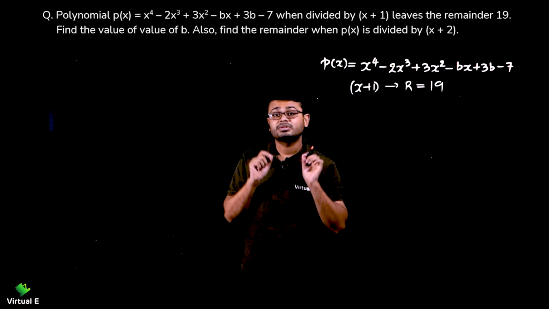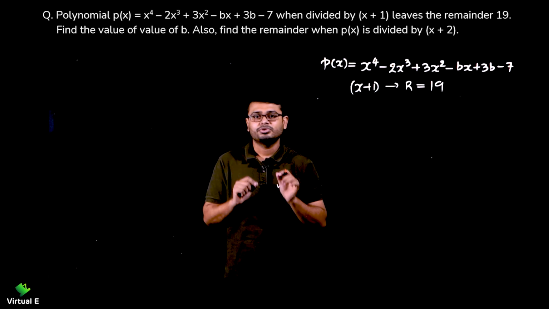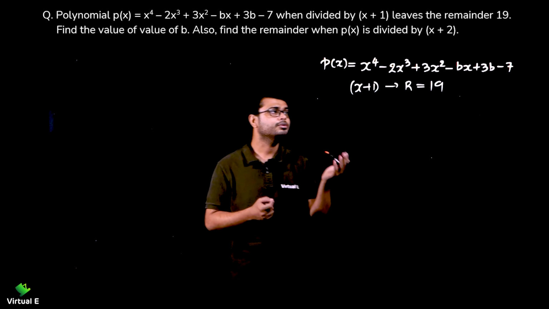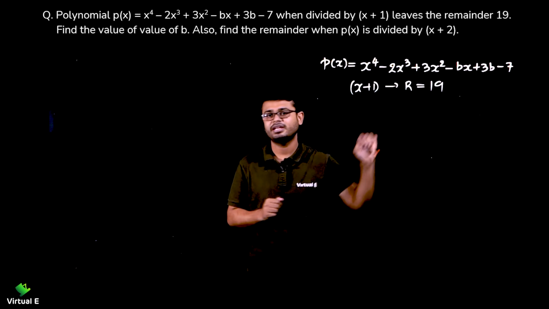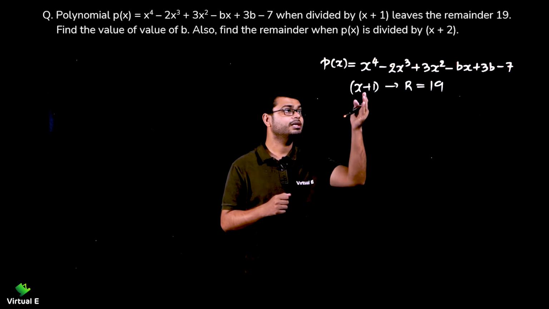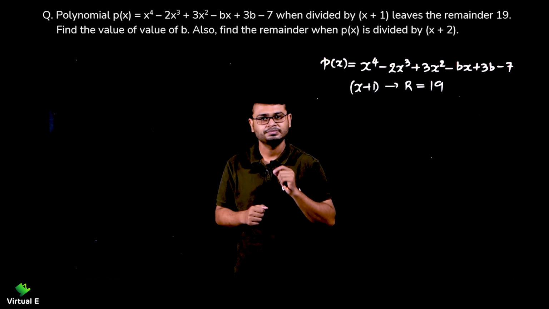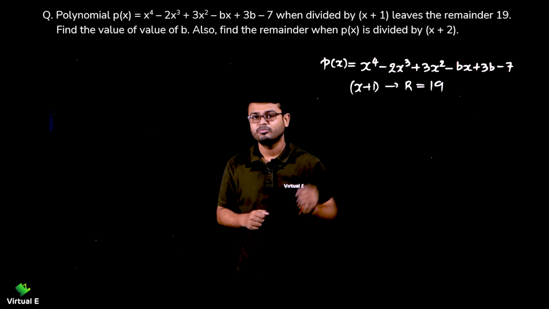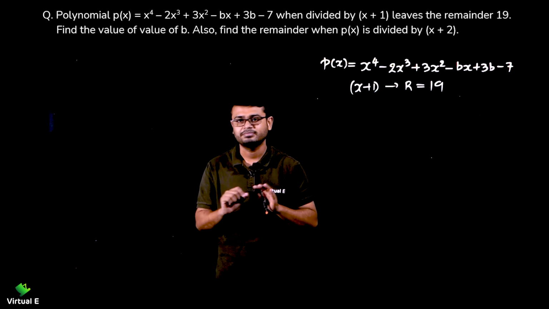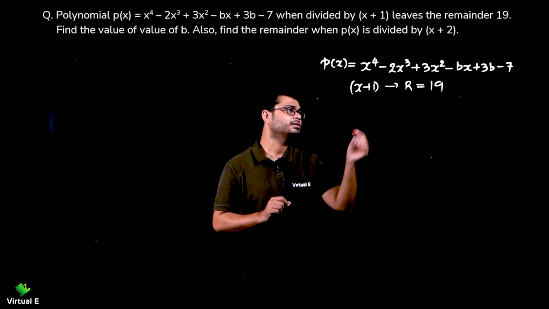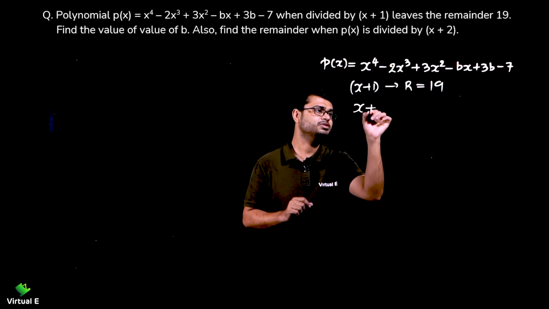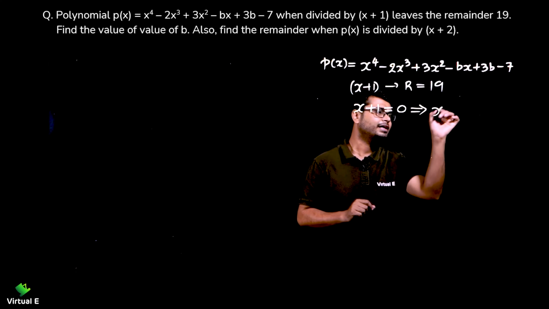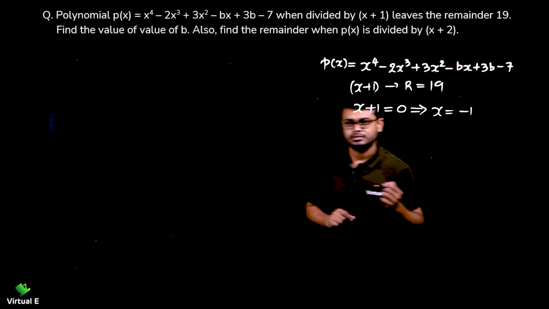The remainder is given. So this indicates that we are supposed to use the remainder theorem. So let's start with this one. Suppose there is no remainder given, then how would you do that? You equate this divisor to 0, get the value of x, and whatever value of x we get, substitute into the polynomial. That step is going to remain the same, right? So first of all, x plus 1 is equal to 0. So what we will get? x is equal to minus 1.